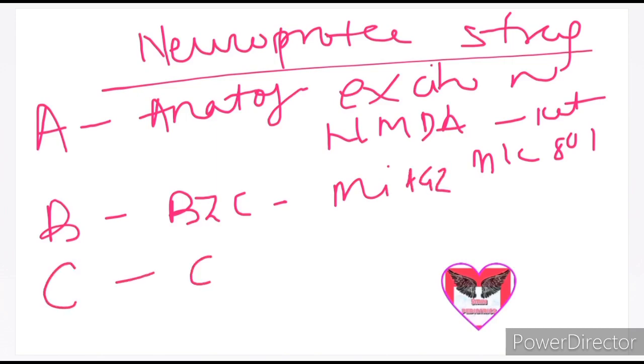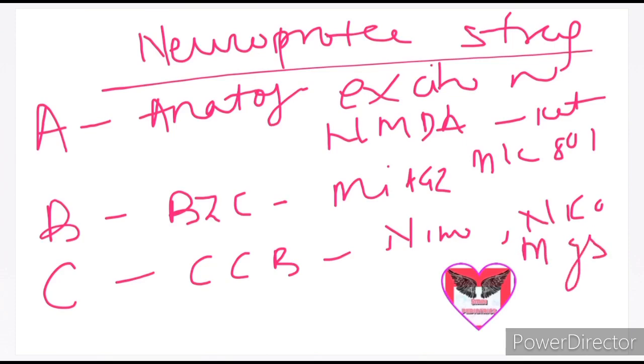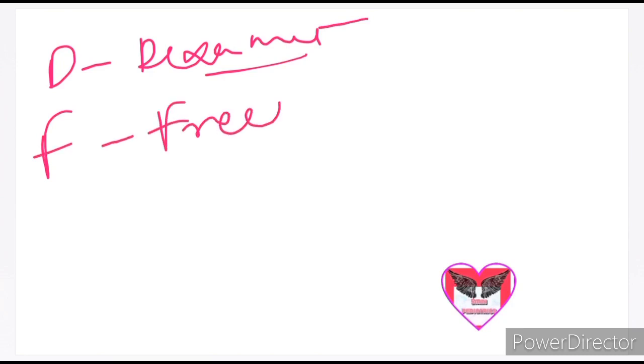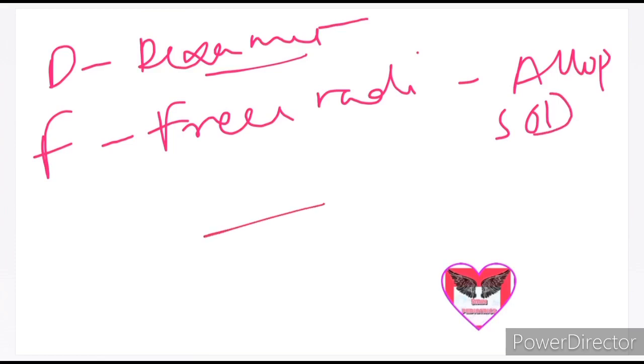C for calcium channel blocker like nimodipine, nicardipine, magnesium sulfate. All are the neuroprotective strategies. Now we have D for dexamethasone, F for free radical scavenger like superoxide dismutase and allopurinol. These are the neuroprotective strategies to follow if we suspect HIE.